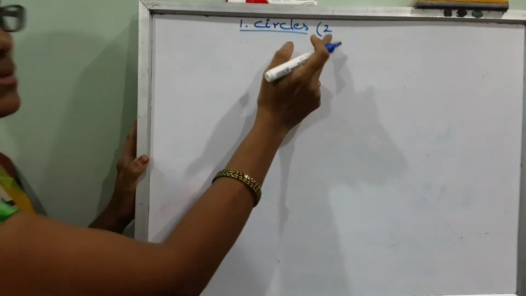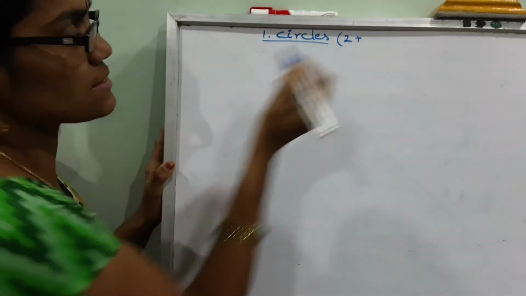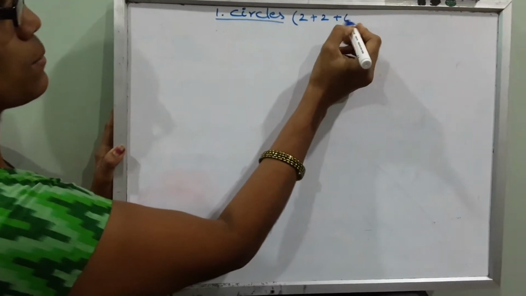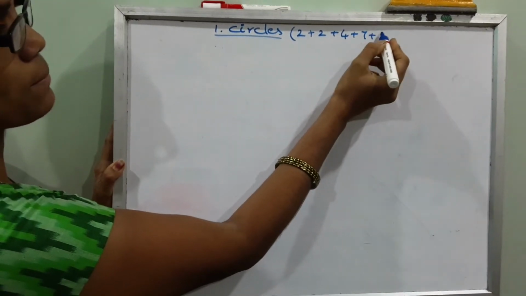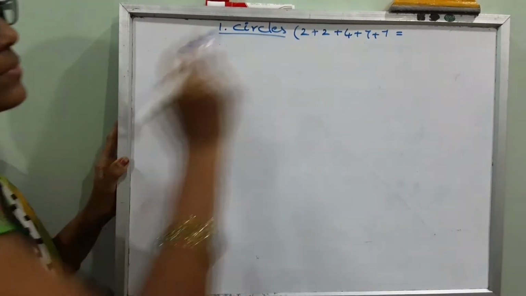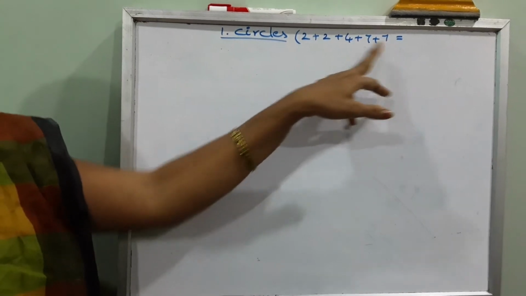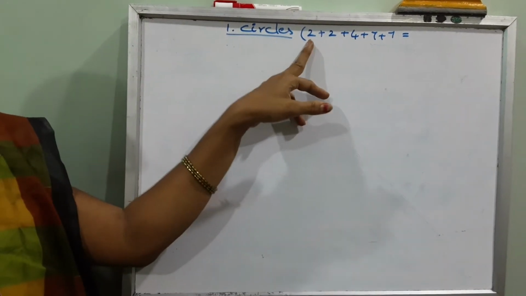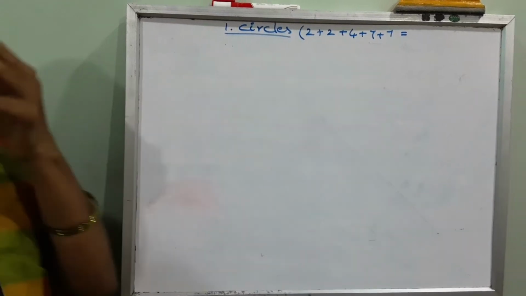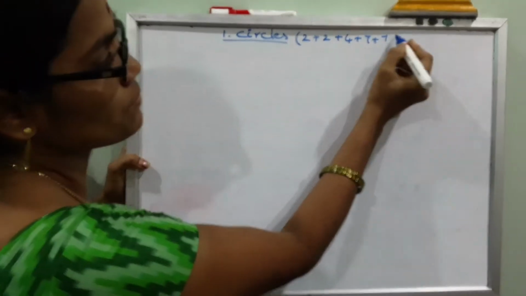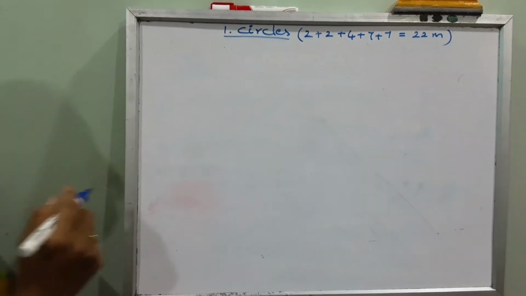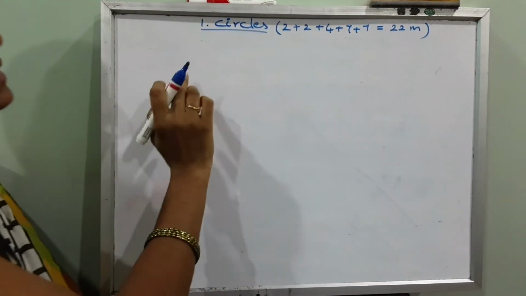2 marks is nothing but 1 BSAQ, very short answer type question. 2 plus 2 plus 4 plus 7 plus 7, that is 7 plus 2 long answer questions, 1 short answer question and 2 very short answer questions will come from this. Total 22 marks. Here the weightage is 22 marks for the circles.